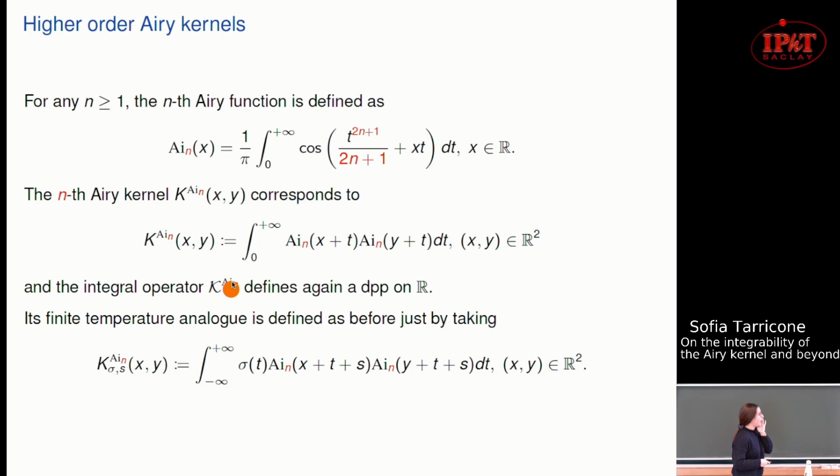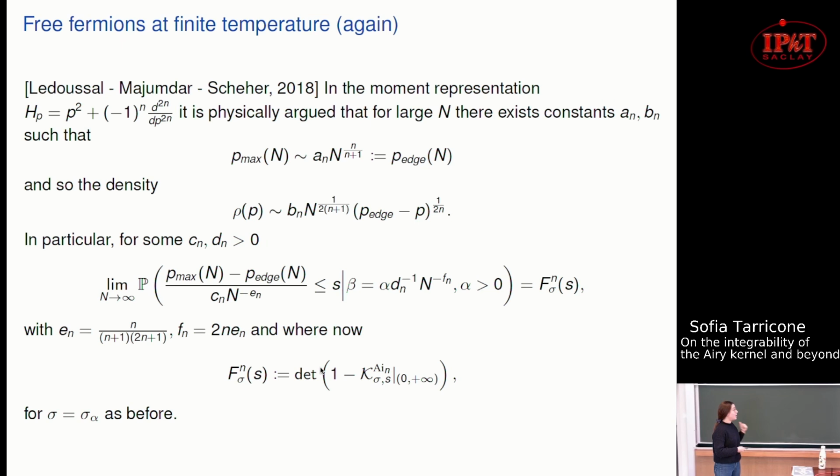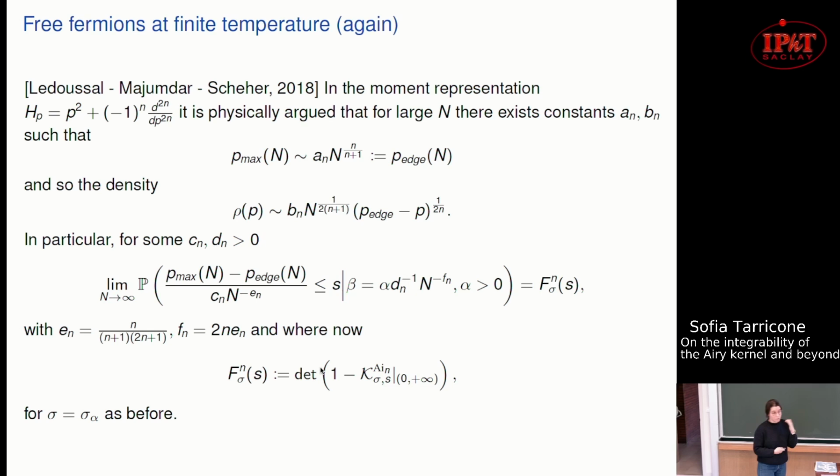And now you take the finite temperature version of that. So again, you pick up your tailored function sigma that is well behaved, so that this integral on the real line is well defined. But now you have, again, the product of nth Airy functions, and not just the first standard classical Airy function. And if you consider now the same free fermions model that I just showed you before, and you want to study the moments of the model and not the position, so you put yourself in the momentum representation.